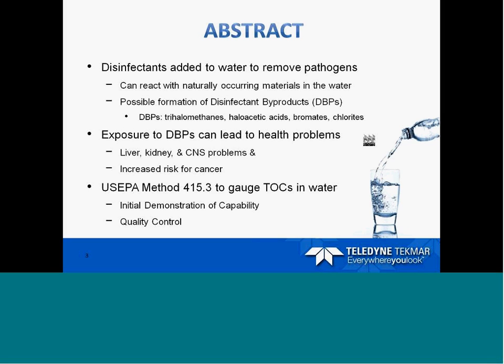So these can be in the form of trihalomethanes, haloacetic acids, bromates, chlorides, and those. So method 415.3 is to be able to gauge the amount of those TOCs, or the disinfectant byproducts, in the water. The two things we're going to focus on today is looking at the initial demonstration of capability and some of the quality control within the method.